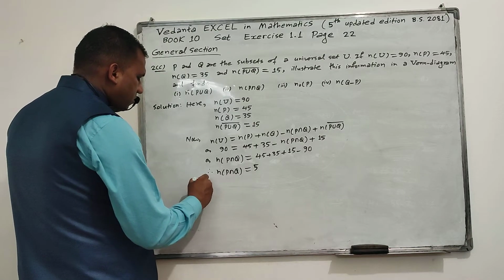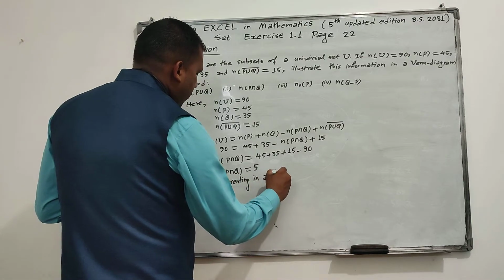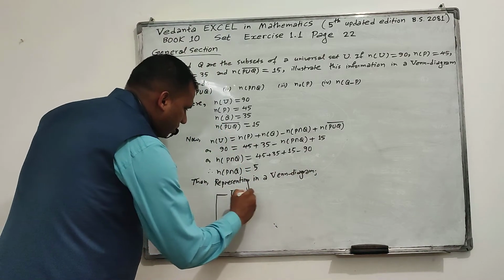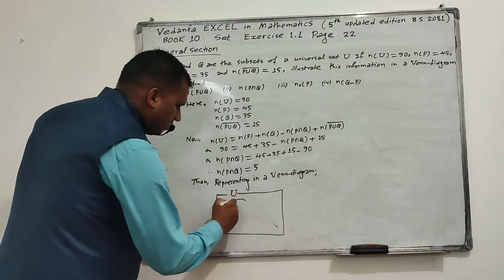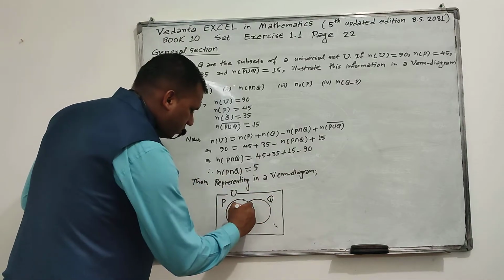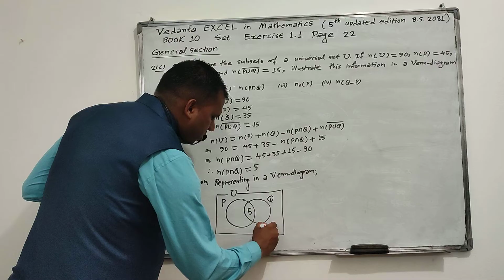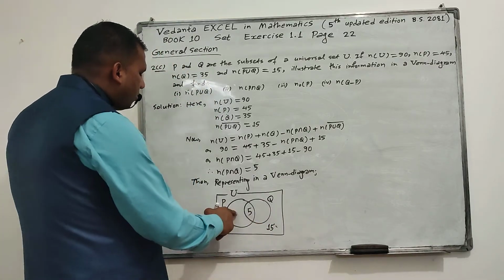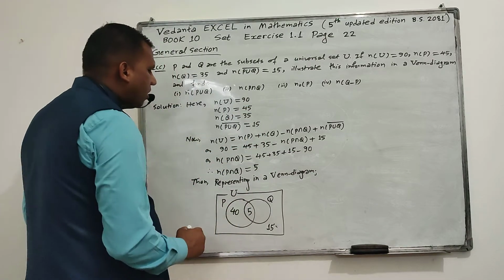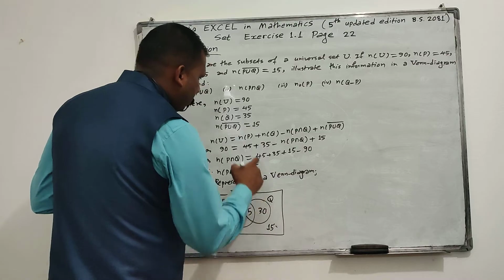Then representing in a Venn diagram. U universal set and two subsets P and Q. That is P and that is Q. Number of P intersection Q, that is 5, so putting here. Number of P union Q whole complement, that is 15, putting 15 here. Number of P only, that is number of P 45 minus intersection 5, 45 minus 5, remaining 40. That is n not Q. Number of Q 35 minus intersection 5, that is 30. 35 minus 5, 30.